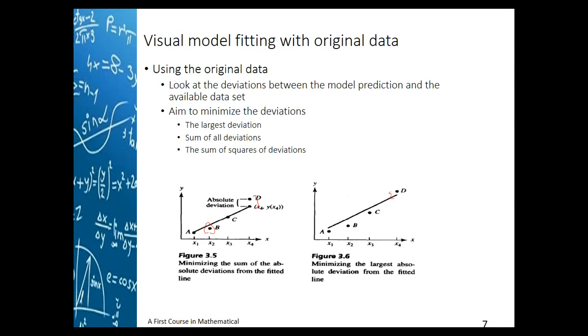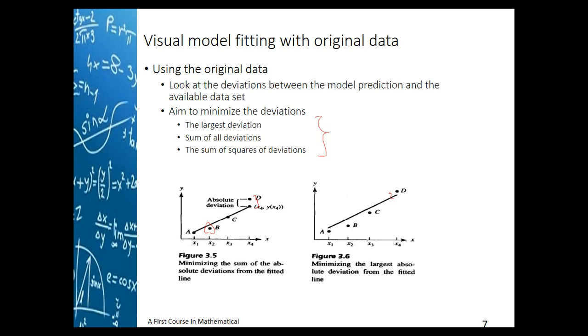So if you have this kind of visualization, the idea of what you need to aim for in constructing a model is just these three different ways. Either you minimize the largest deviation, as in figure 3.6, or you can minimize the sum of all deviation, or you can minimize the sum of squares of deviation.